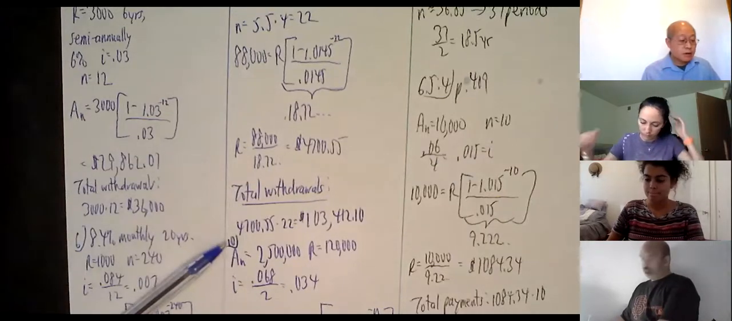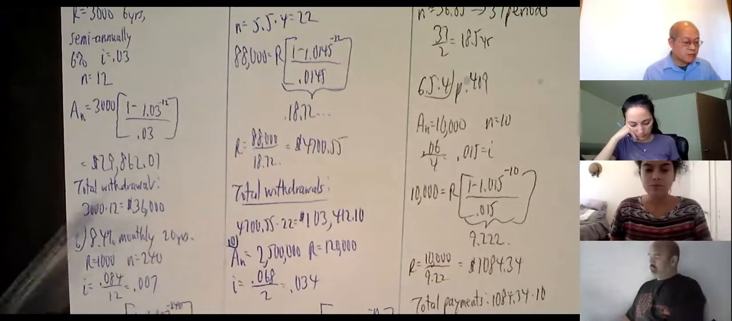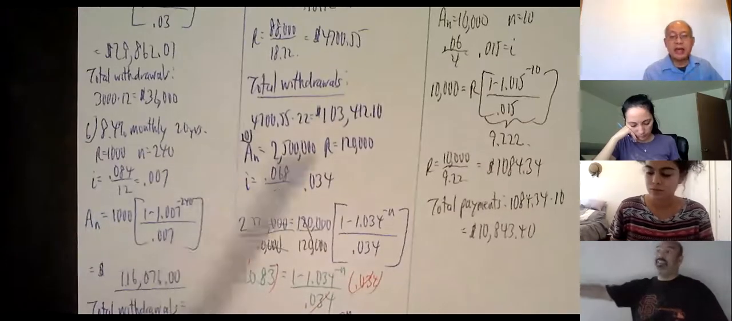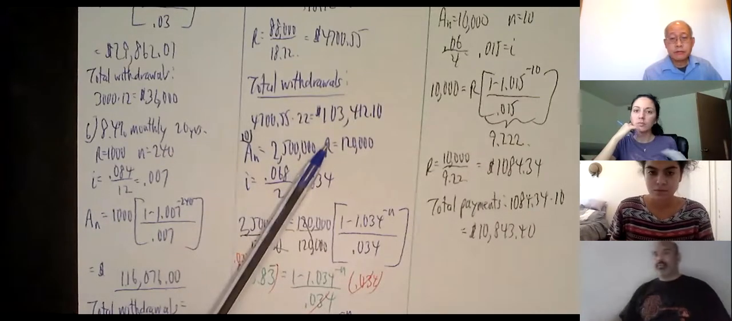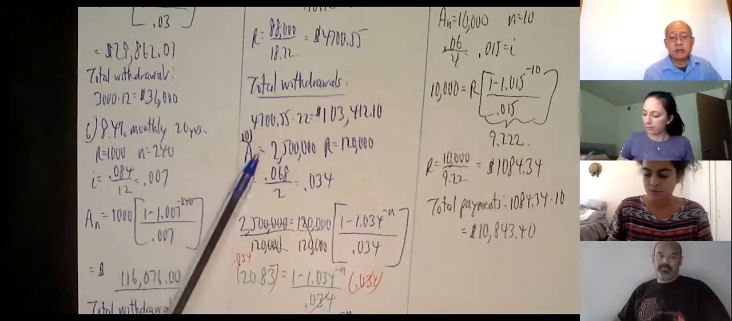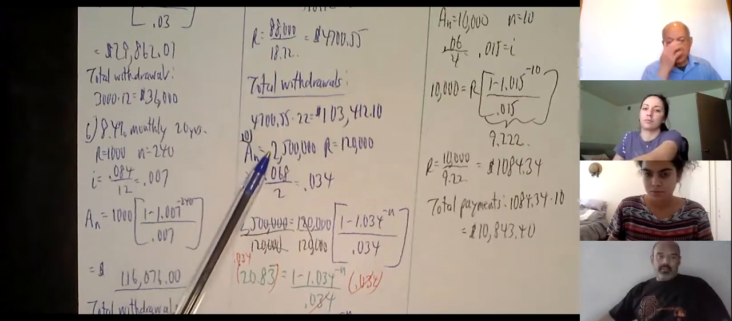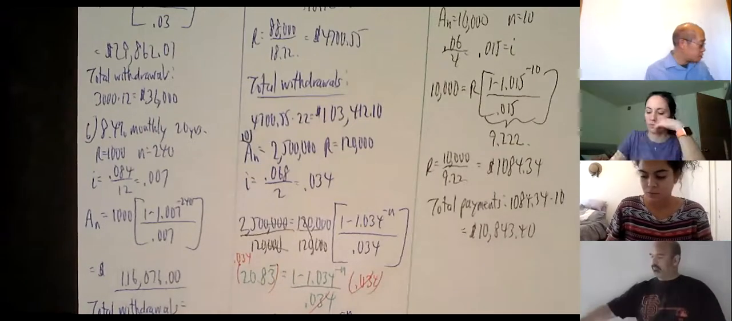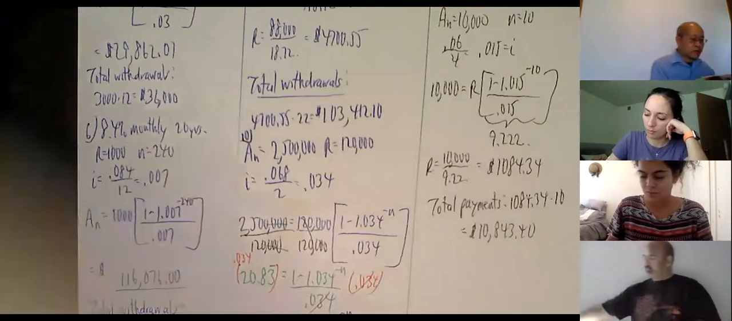All right, then the last one of this type is a little bit harder, number 10. You actually have A sub n and R. A sub n is $2,500,000 and R is $120,000. So they gave that to me.